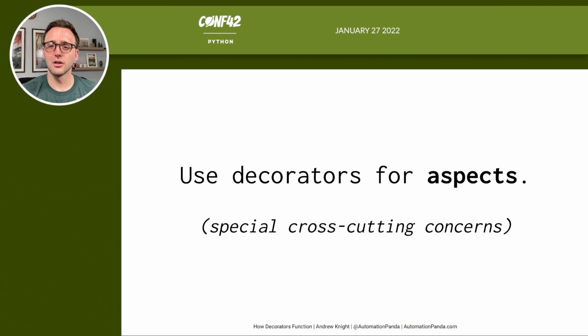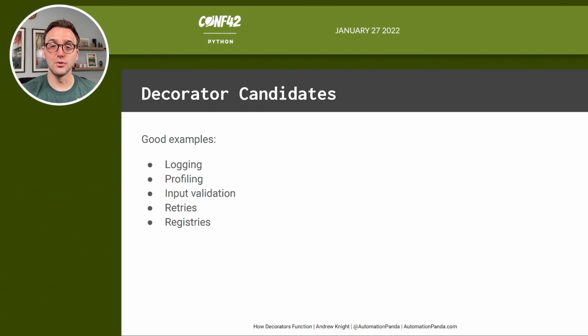One solution for logging could be to use decorators, much like we saw earlier with the tracer decorator. Good use cases for decorators include logging, profiling, input validation, retries, and registries. These are things that typically require lots of extra calls inserted in duplicative ways. Ask yourself this: should the code wrap something else? If yes, then you have a good candidate for a decorator.